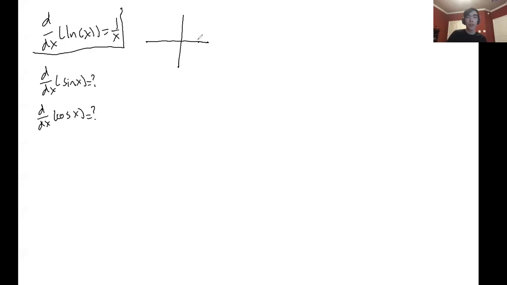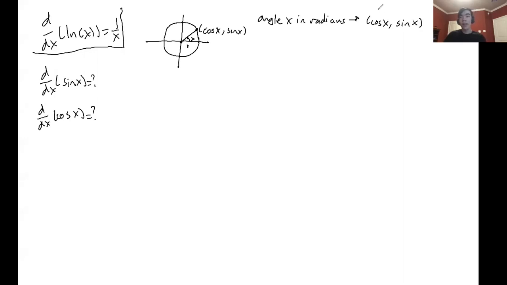So if I have a circle with radius 1, the unit circle, then a point is cosine x comma sine x if this angle over here is angle x in radians. So angle x in radians gives us the point cosine x comma sine x. So sine of x is like the height and cosine of x is like the x position.